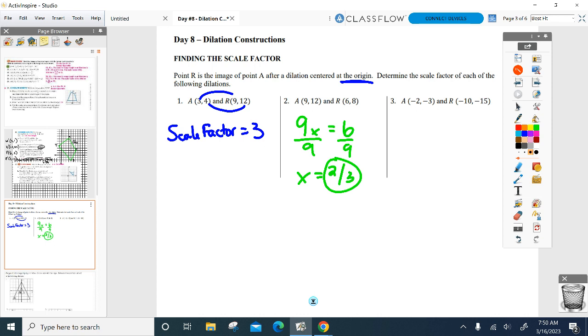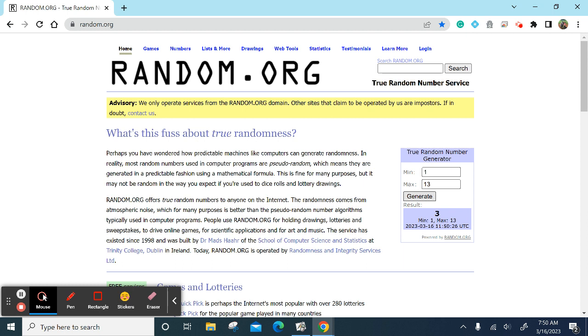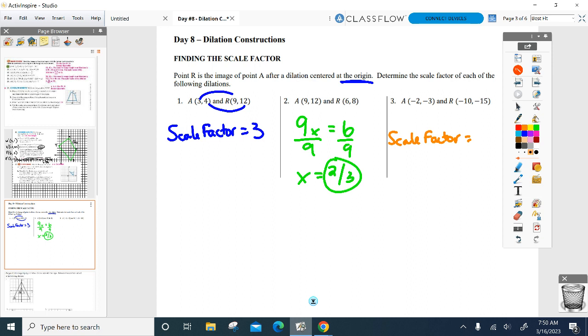And then how about 3? I'm going from -2 to -10, -3 to -5. This looks obvious, but be careful with your signs. Scale factor here, what am I multiplying by both times? 5. So I'm going -2 times this gives me -10. -3 times that gives me -5. Positive 5. Yep, got to be positive. That's why I say watch out for your signs.